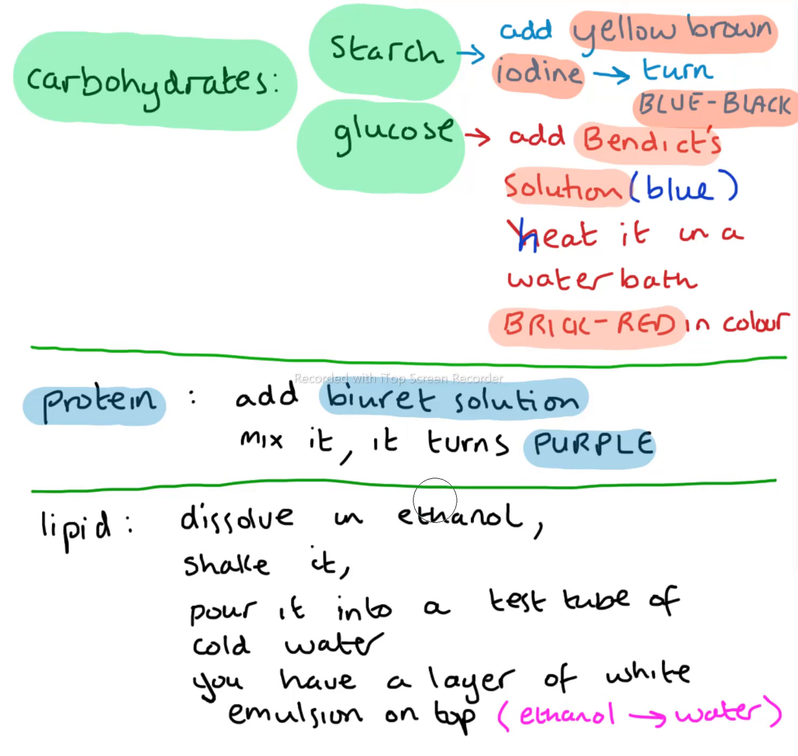Right, now, for lipids, lipids do not dissolve in water, so we have to dissolve it in ethanol. We have to shake it, pour it into a test tube of cold water. It has to be cold water. And then you will end up with a layer of white emulsion. Emulsion is just fine droplets of fat at the top. So if you get a white layer of emulsion at the top, you know it's got fat in it. This is one of the tests. There's another test, but this is all you need. It's good enough.